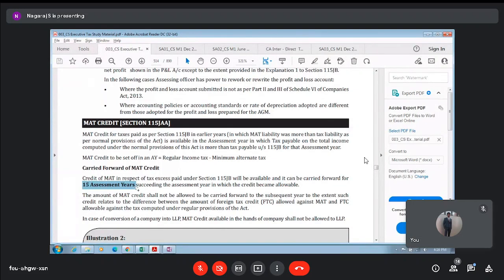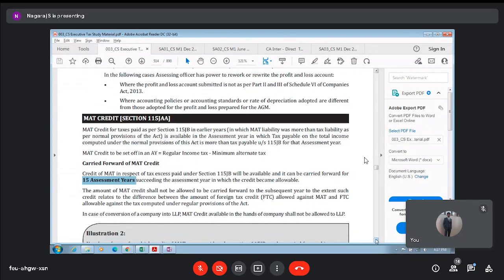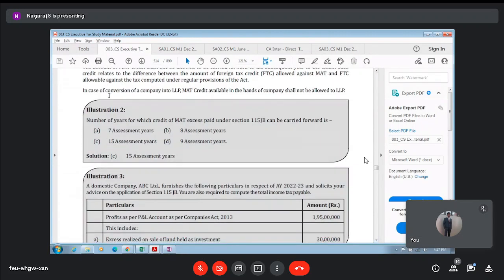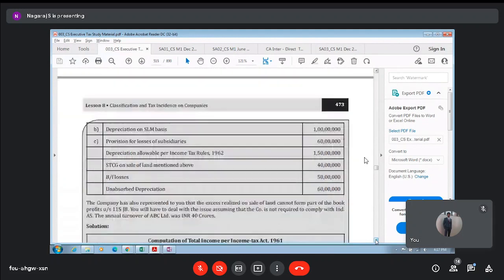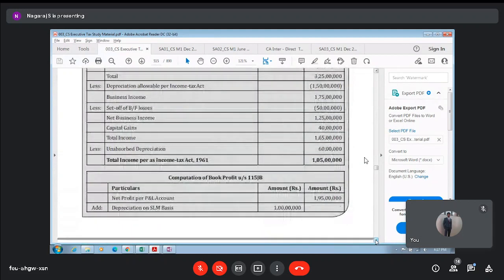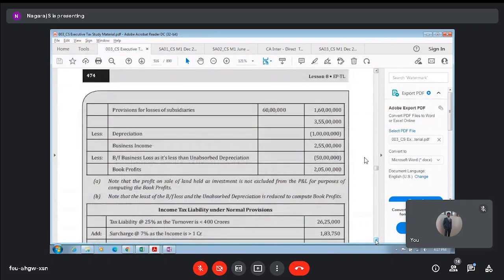If the unit is situated in IFSC, 9% for both. See question number, illustration 12. Shall we close for the day?